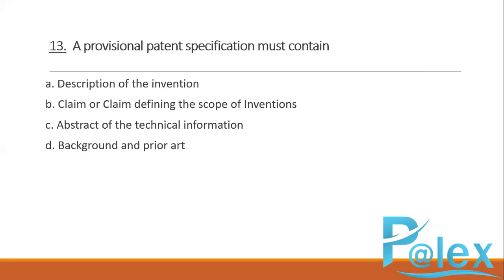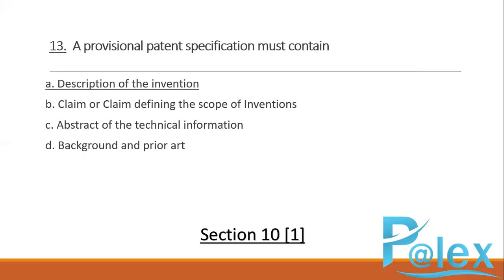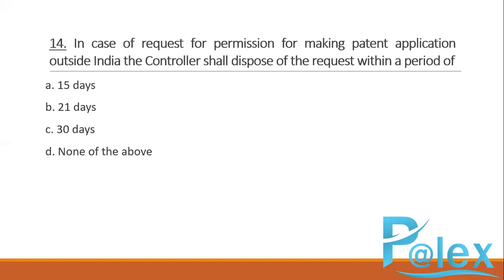A provisional patent specification must contain description, claim, abstract, or background and prior art. Now, in this case, the correct answer is description. If you look at section 10(1) specifically, a provisional or complete specification must contain a description of the invention. Now, in case of provisional, claims are optional. Abstract, actually, you have to submit the abstract, but I think the most appropriate answer in this case would be description. Background on prior art, of course, can be missing.